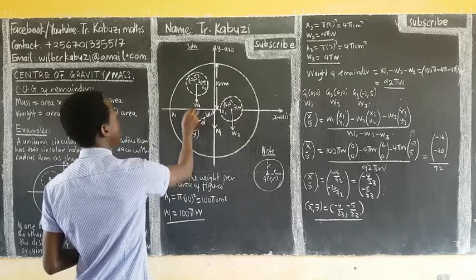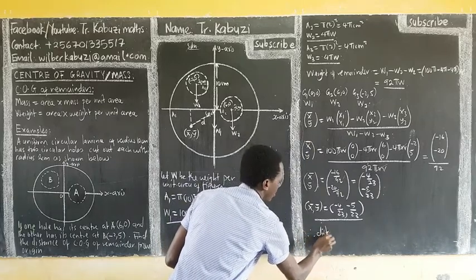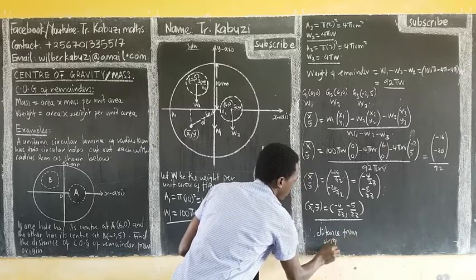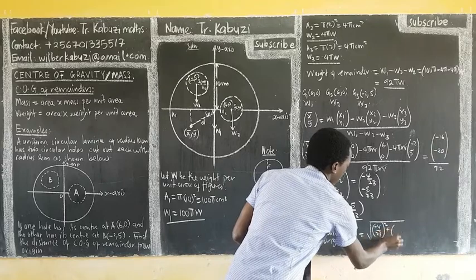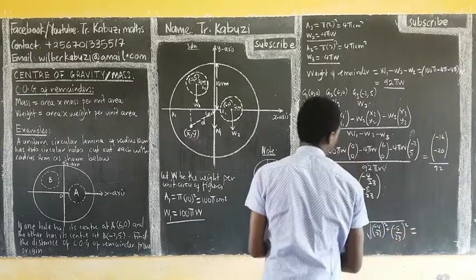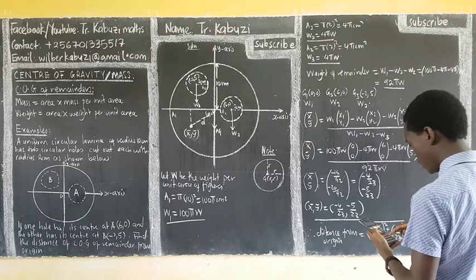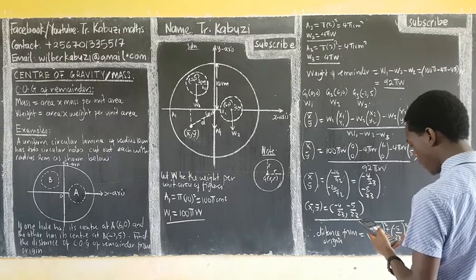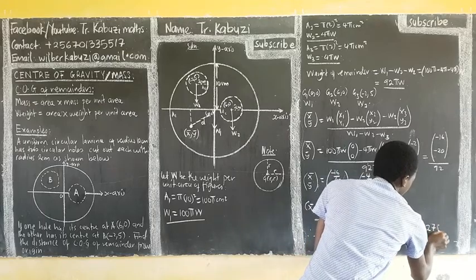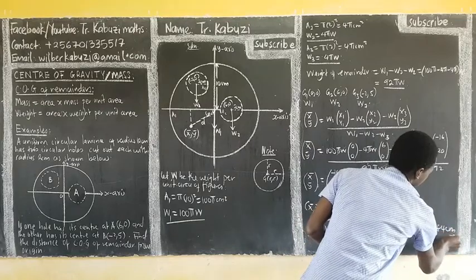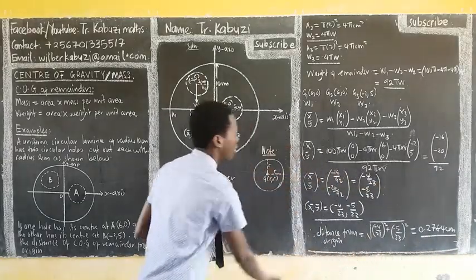So we are going to square the x component and then the y component with this. Therefore, the distance from origin is going to be the square root of, we square the x component, all squared, then the y component also all squared, and the answer we shall get there is going to be there. So that's how we get that.